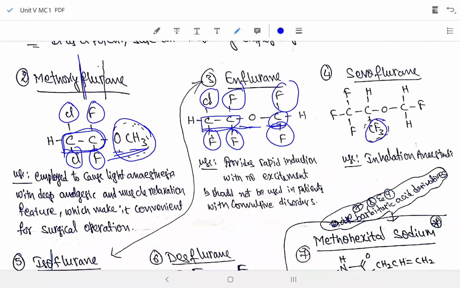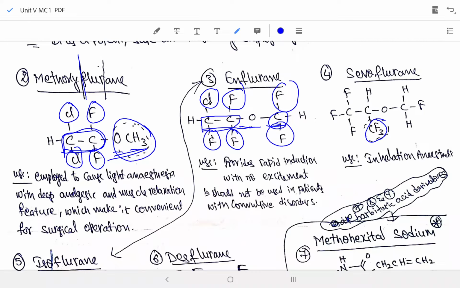Then the last one is desflurane. Desflurane again has 3 fluorine atoms on the first carbon, 1 fluorine atom on the second carbon, and 2 fluorine atoms on the third carbon. So how to compare? We have to remember the structure of halothane as such, then methoxyflurane. Halothane and methoxyflurane have ethane skeletons.